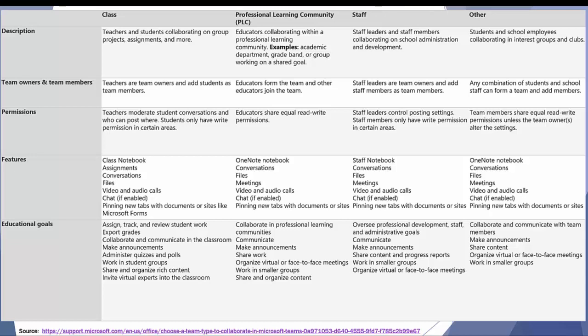A few of the differences between them is professional learning community. All of the educators share an equal read and write permission. While in staff, you'll still have staff leaders in controlling positions, with staff members having write permissions in certain areas. While in other, you'll have a team owner who will add team members, and those team members will share an equal read and write permission unless the team owner changes those settings.